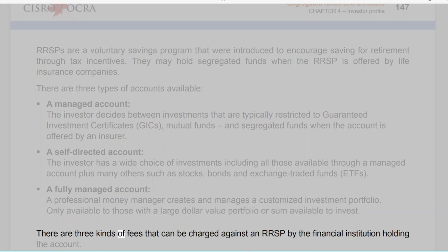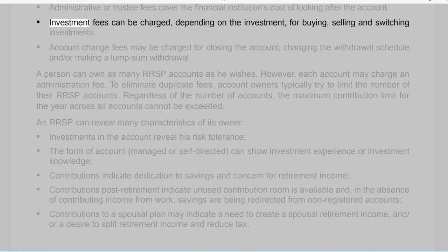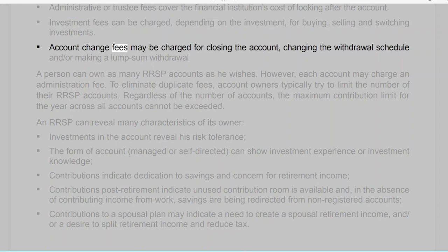There are three kinds of fees that can be charged against an RRSP by the financial institution holding the account. Administrative or trustee fees cover the financial institution's cost of looking after the account. Investment fees can be charged, depending on the investment, for buying, selling and switching investments. Account change fees may be charged for closing the account, changing the withdrawal schedule and/or making a lump sum withdrawal.